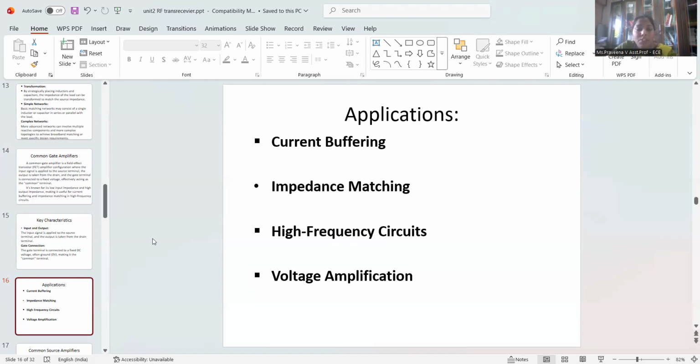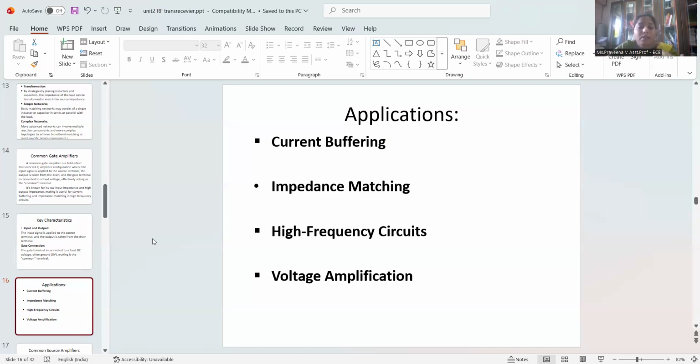The second one is impedance matching. Due to its low input impedance, the common gate amplifier is ideal for matching low impedance sources to high impedance circuits. The third one is high frequency circuits. The common gate configuration offers very high frequency performance because it is less affected by the Miller effect.